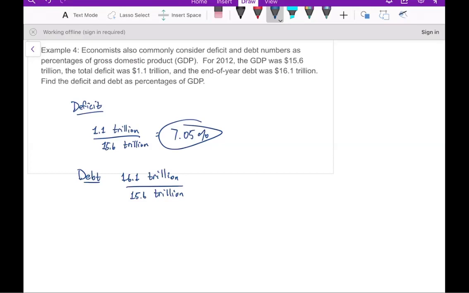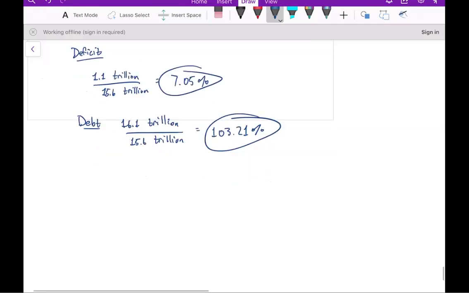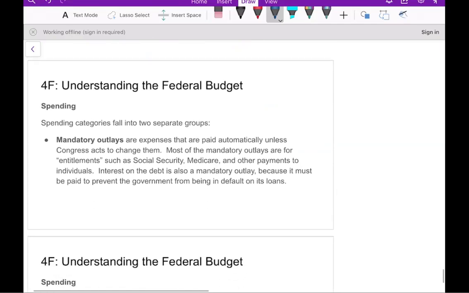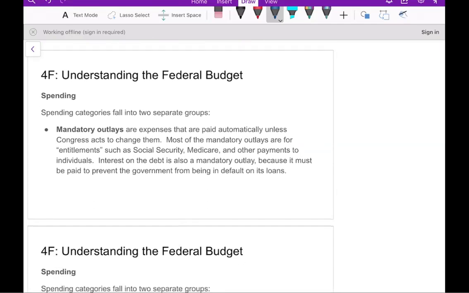And whoops, I think I entered this in 16.1 divided by 15.6. And then that would give us 103.21%. So the debt would be 103.21% of the gross domestic product. Okay. Now the last few things that we'll talk about, first start with spending.